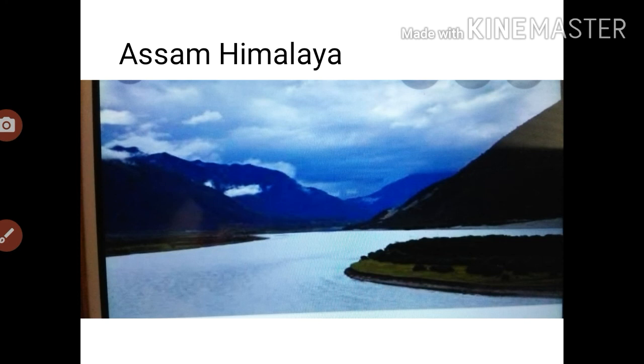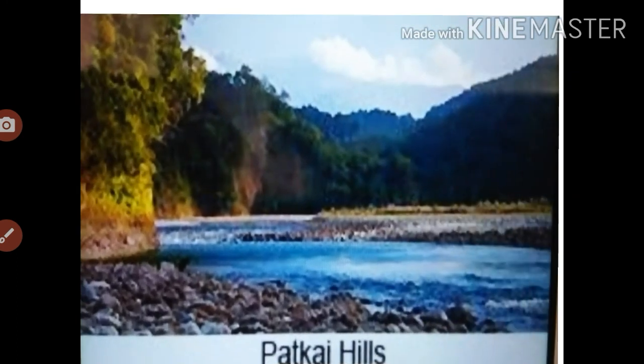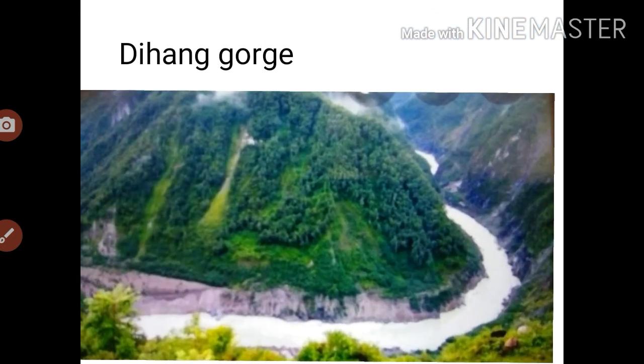See here, the Dihang river. The part beyond is known as Assam Himalaya. There are regional names also in these broad categories. Find out some regional names of the Himalaya. This is a question for you.